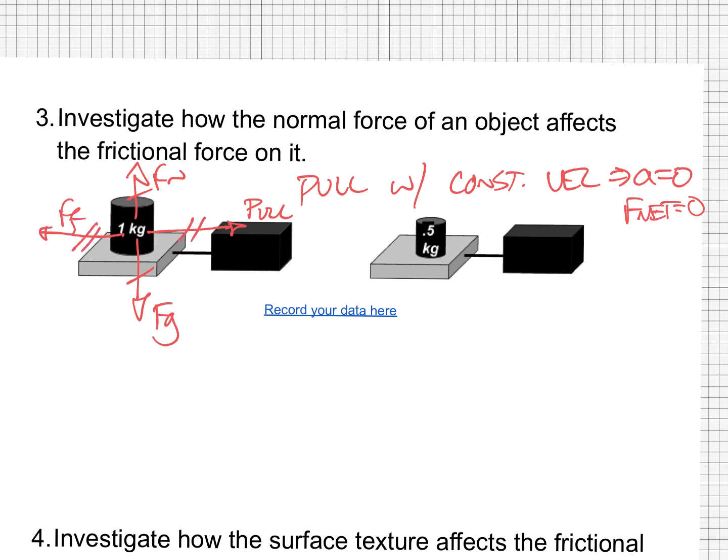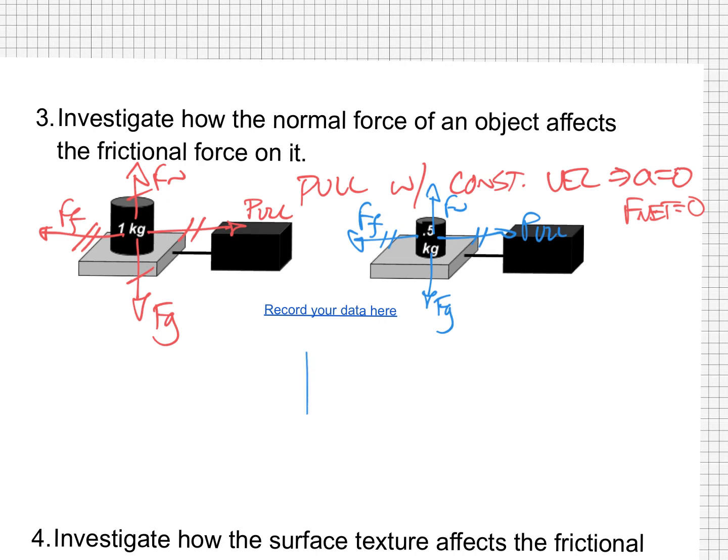And so obviously in this case, we're going to have a smaller force of gravity, which means we would have a smaller normal force. And then we're going to see how that impacts the pull force required and the frictional force that is being produced.